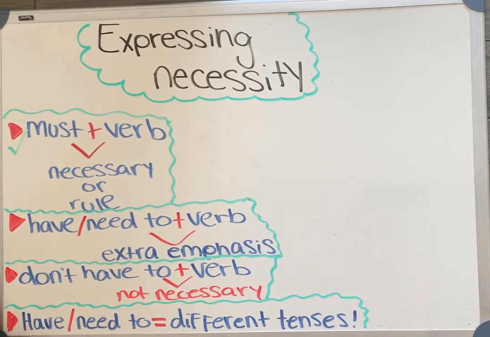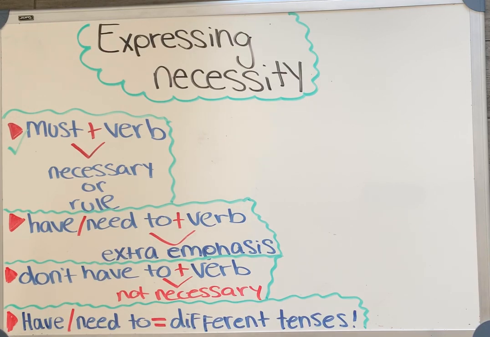Okay, so now we have have and need to plus the verb. This is for extra emphasis. This is when you have to say that something is more necessary. Cuando ya es definitivo lo tienes que hacer, no hay otra opción. Es muy necesario hacerlo y debes o necesitas hacerlo. Okay, so have and need to. Okay, I'm going to write an example.